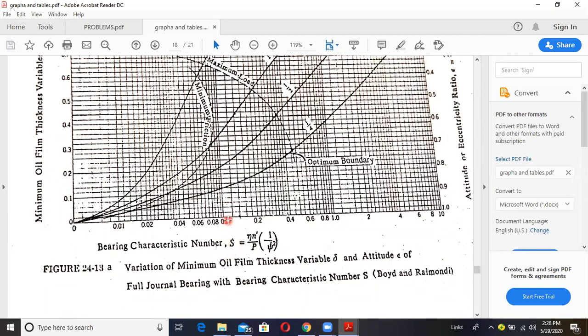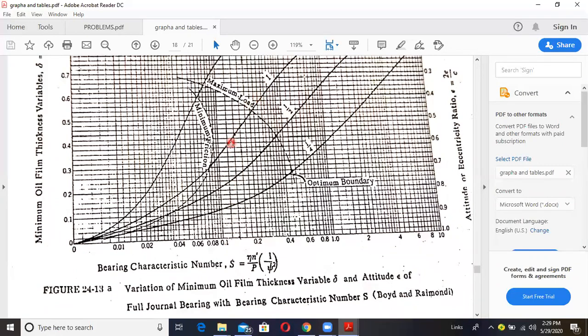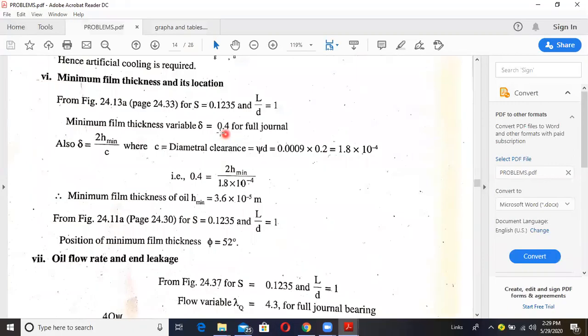Somewhere you will get 0.125. Move upward until it touches the L by D equal to 1 curve. Then come towards the left side, and we will get the value of delta, the minimum oil film thickness variable. So we got delta equal to 0.4 for full journal.